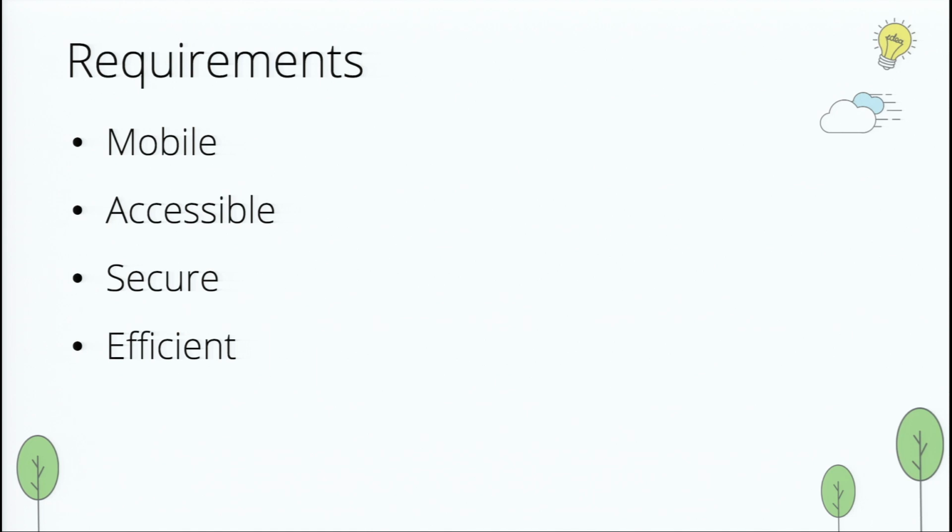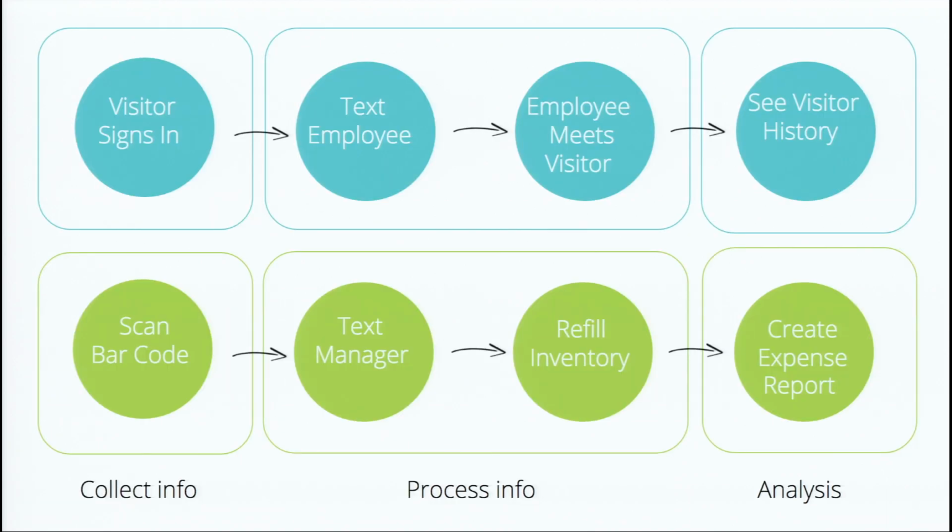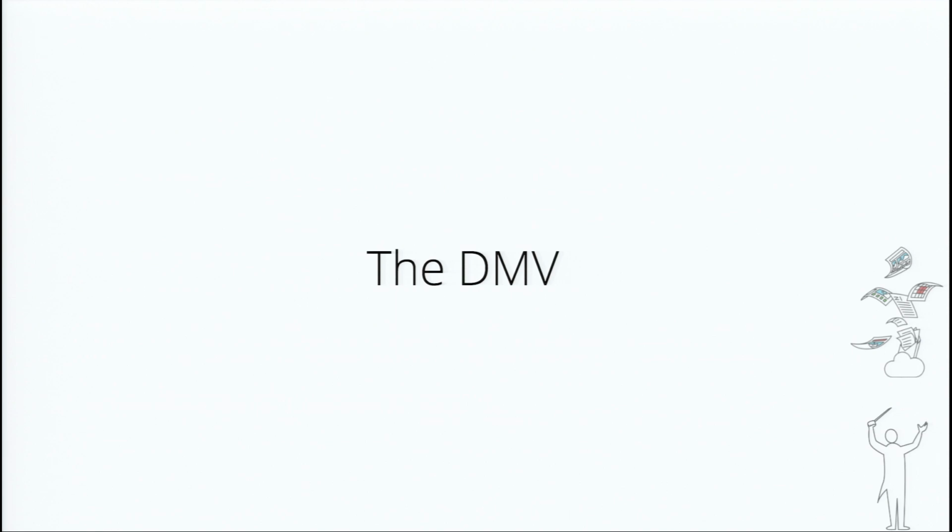So the requirements for this kind of thing are pretty much the same. You need your information to be accessible. You need it to be secure. You need to do all of this efficiently. And one more requirement, you want to be able to do this on a mobile phone, because it's a lot faster when you're walking through the warehouse. So maybe you'll see something in common between the two of these. Ultimately, we are doing the same things. We're collecting information, we're processing information, and we're analyzing it.